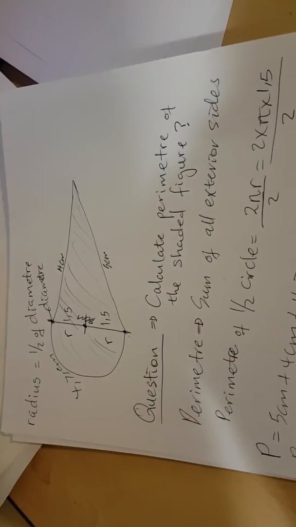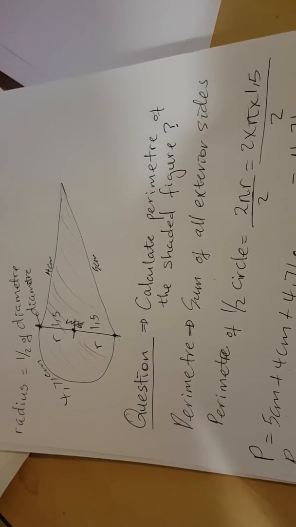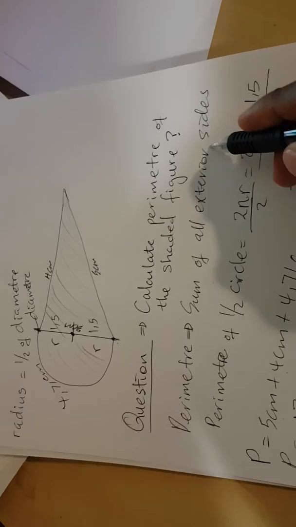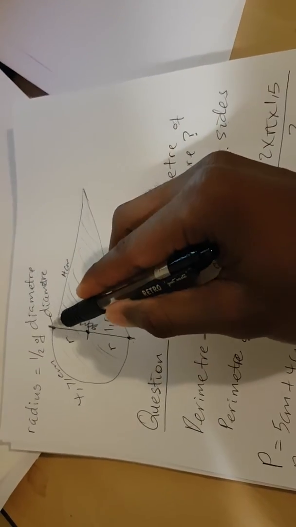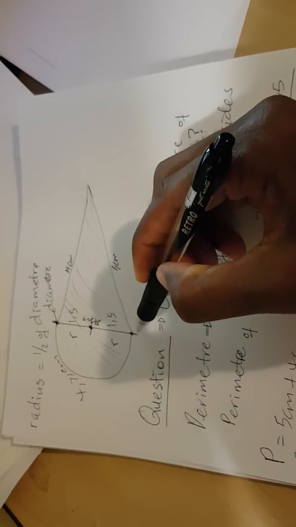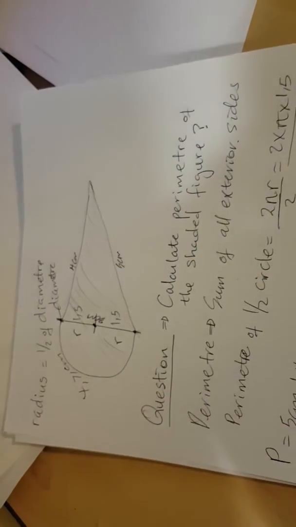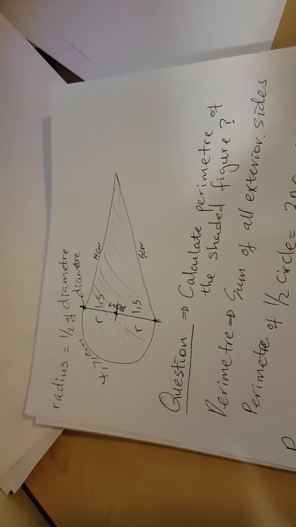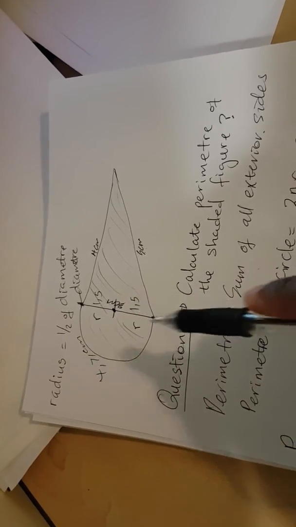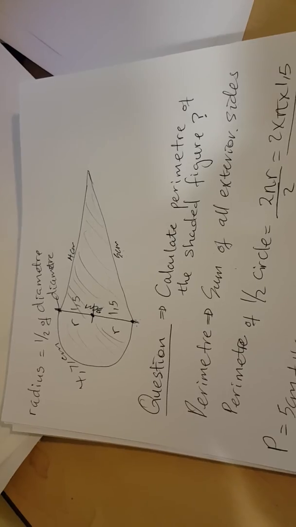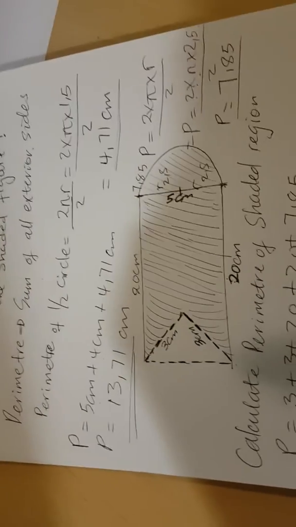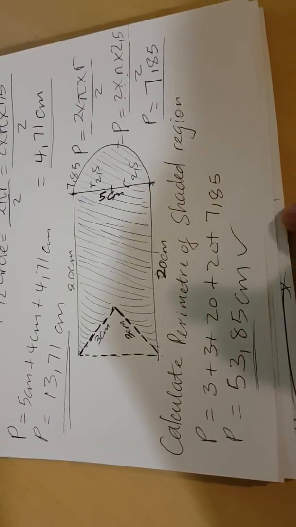All the time when you're doing the perimeter, remember that perimeter is the sum of all exterior sides. You need to calculate the exterior side. If they give you an exterior side which doesn't have the units, you need to figure out the units, and then after figuring out the units, you add the sides. So that is how we calculate the perimeter. Okay, so that's how we do the questions.